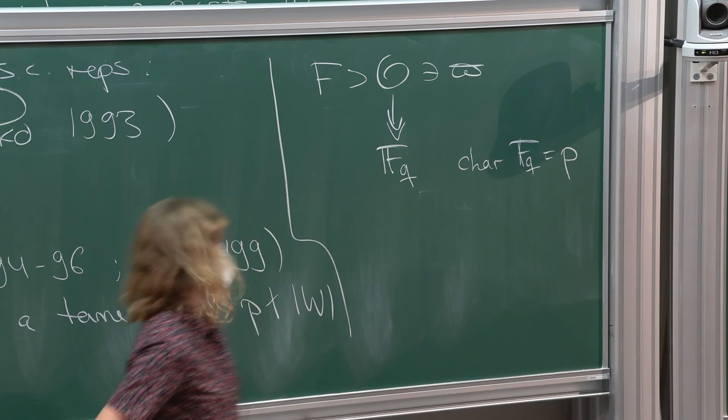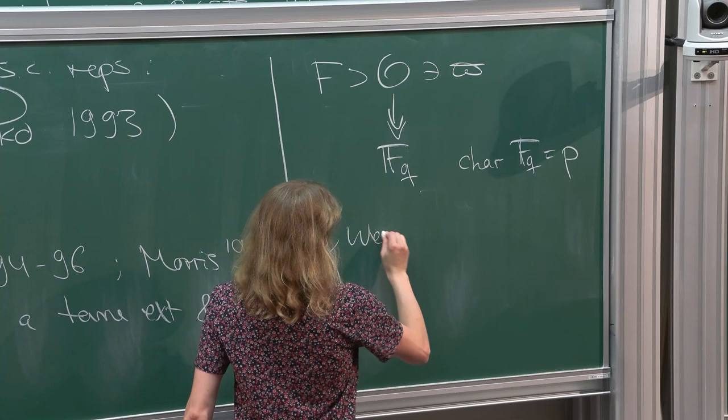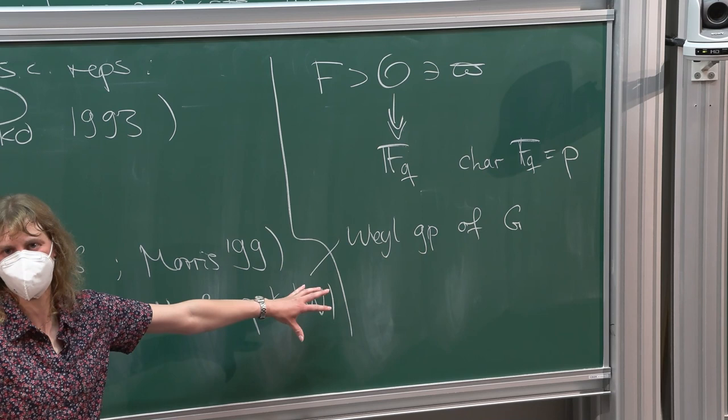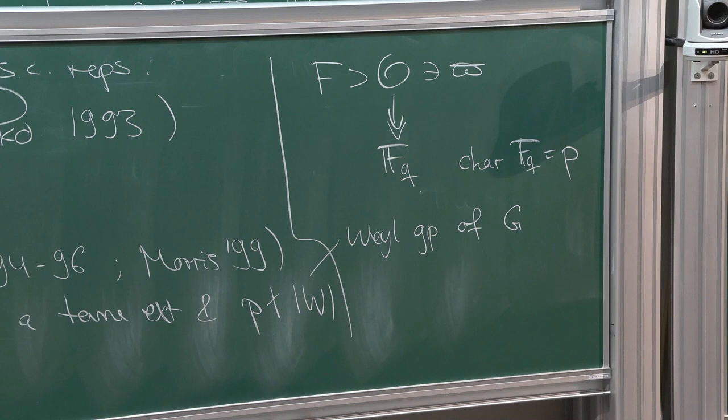And so if p doesn't divide the order of the Weyl group, so that's the Weyl group of G, for GLN, that's the symmetric group on n letters, it's n factorial. For classical groups, this is excluding all the primes up to n. For exceptional groups, for E8, in the worst case, you exclude the primes 2, 3, 5, 7, nothing more. Under this assumption, we know how to write down all the supercuspidal representations.